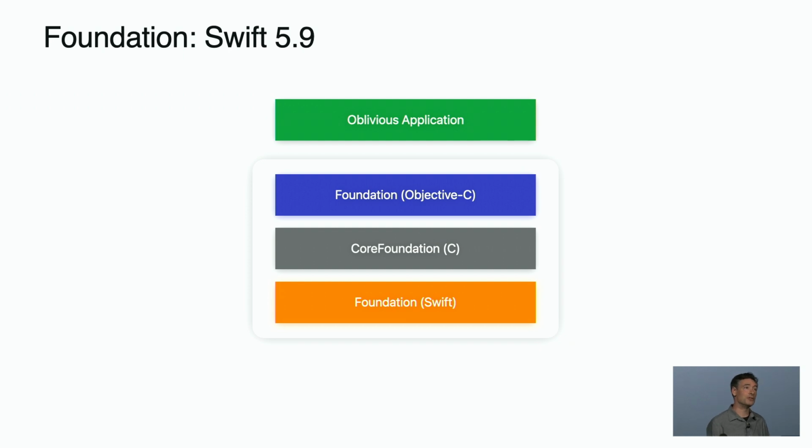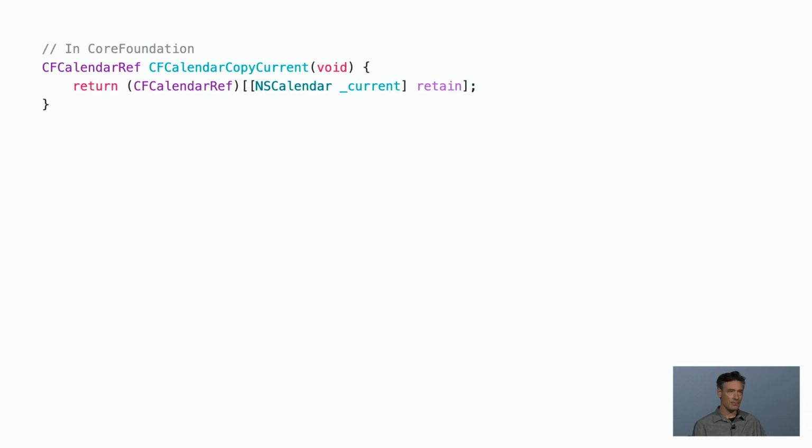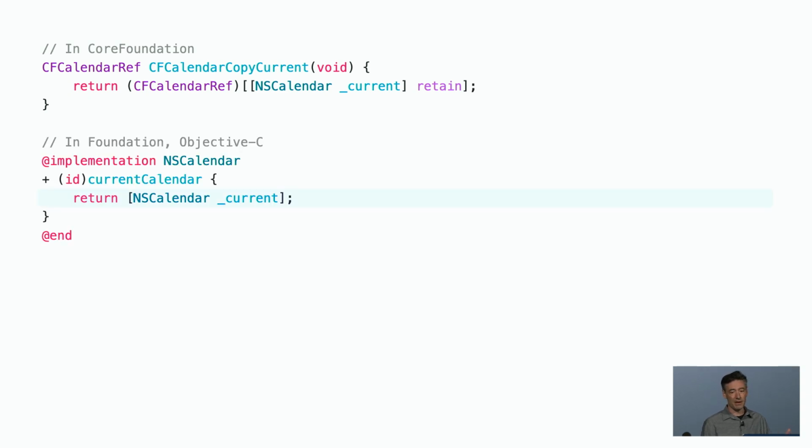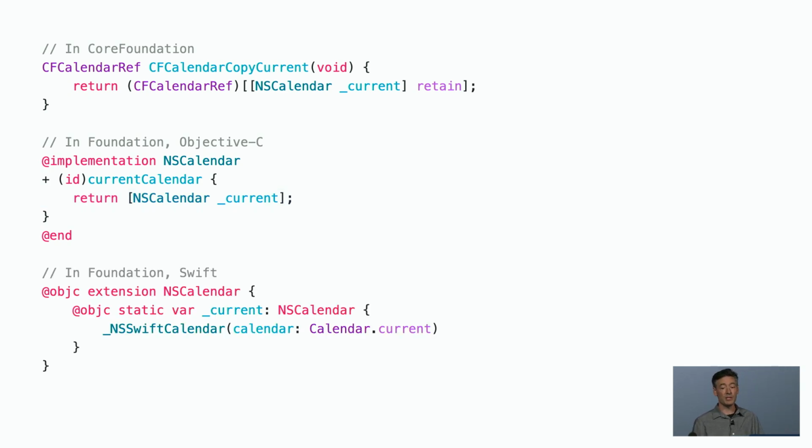Key types like calendar, time zone, and locale were rewritten entirely in Swift. We then deleted the C and Objective-C implementations, all while maintaining compatibility with existing apps. Here's how it works. In Core Foundation, we define CFCalendar to be a pointer to a new NSCalendar subclass. We then use Objective-C to trampoline into Swift. In Foundation, we use that same Objective-C method to get the current calendar in this example. And in Foundation's Swift, we implement that method with the @objc attribute.